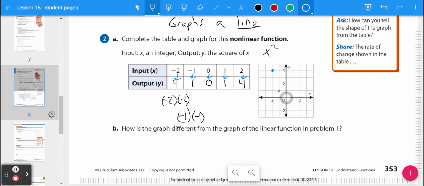0, 0. Then I have 1, 1, and 2, 4. So if I connect the dots, it kind of will round like this and make a sort of U shape. It is a function, but it is nonlinear because it does not graph a straight line. So it is nonlinear. It is a curve.